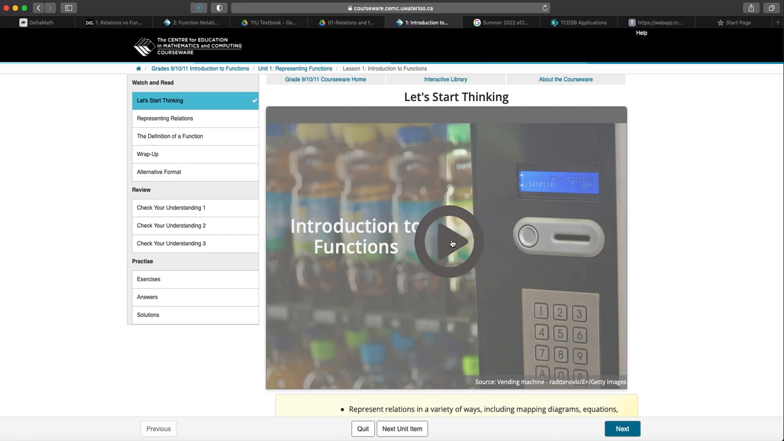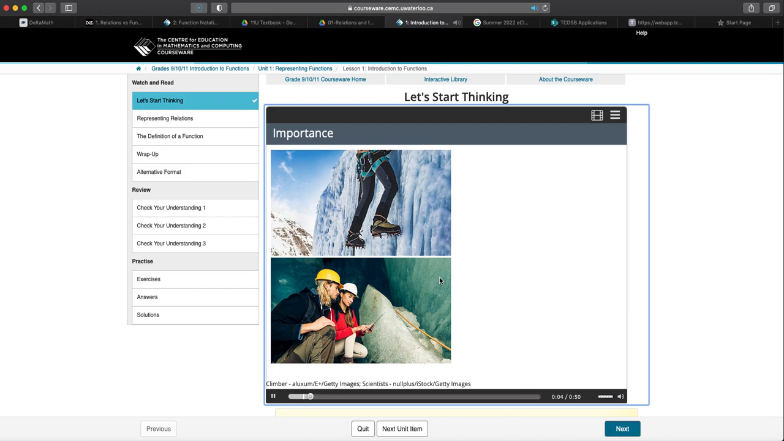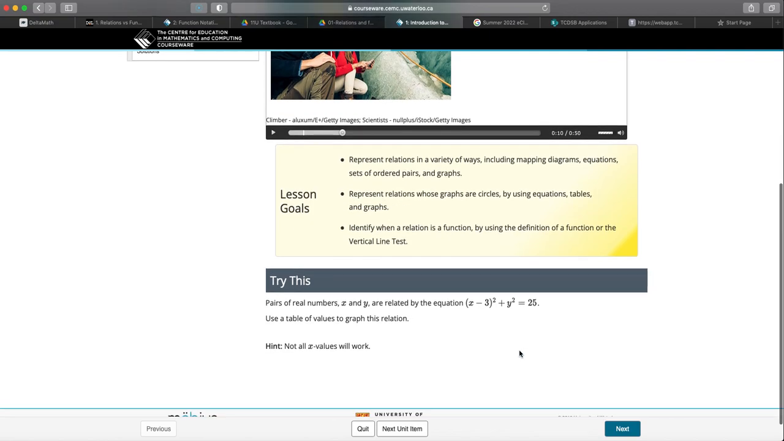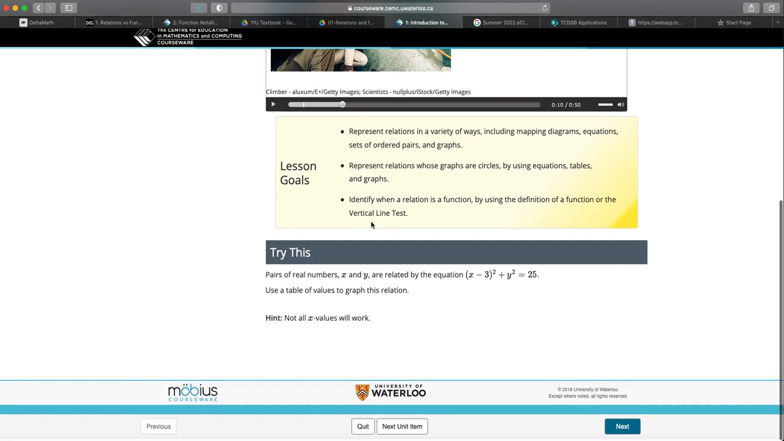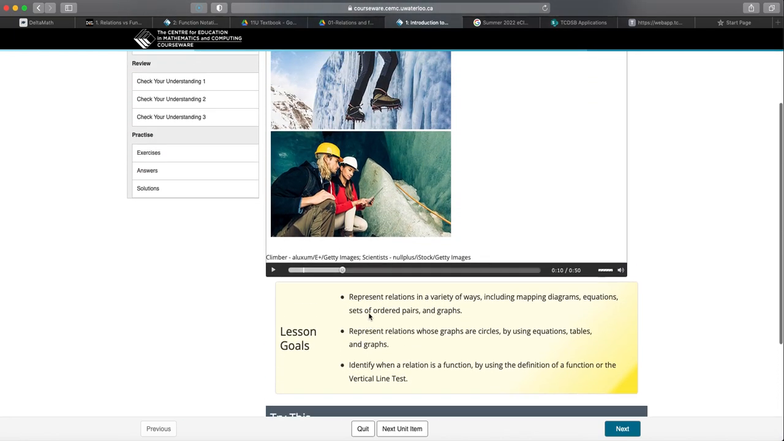Someone was asking me already, are there videos? So there are videos in here. I know video explanations. You'll see here that mathematicians often need to describe how two or more variables are related. For instance, consider scaling a mountain. So there's a little bit of an explanation between functions and relations. Now, as you go through this stuff, there are some lesson goals, right? Some stuff that you want to try, okay?